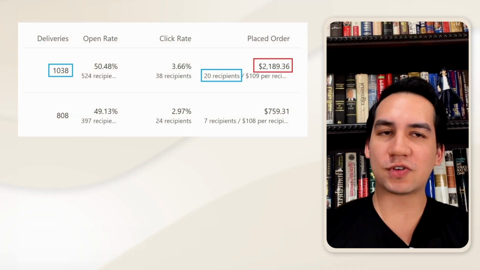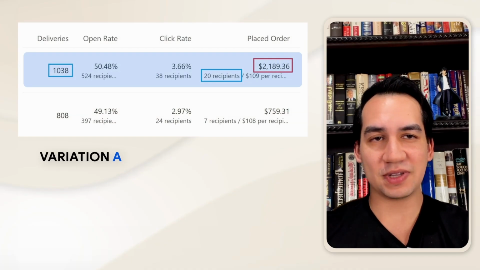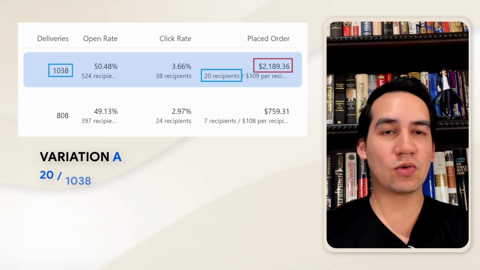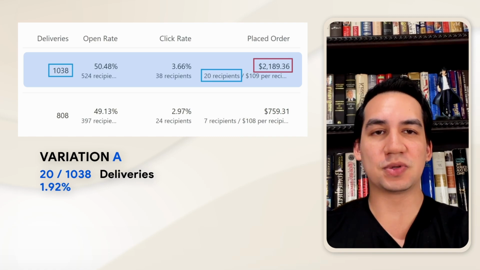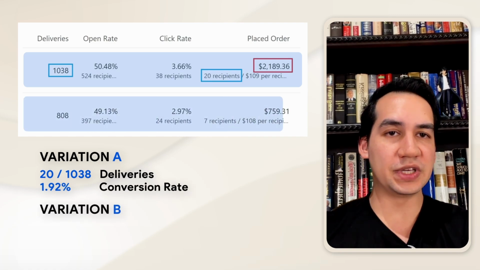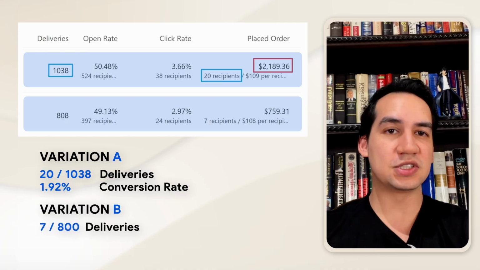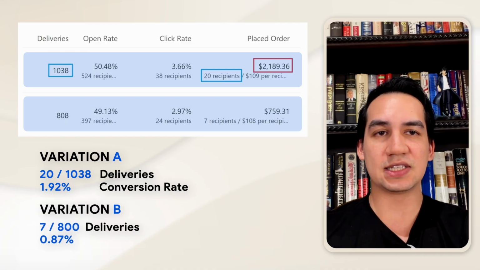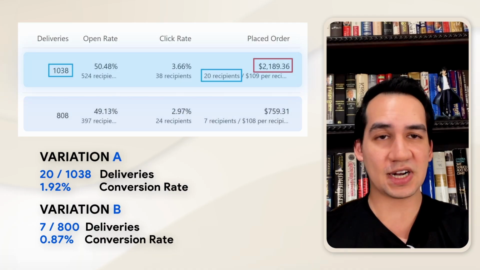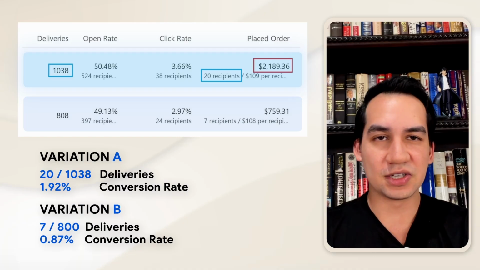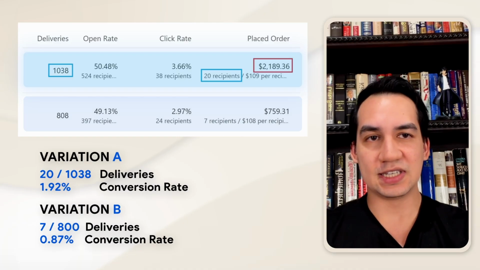So here's an example from a real A/B test that we ran. Variation A has way higher placed order value, $2,200, 20 orders out of 1,038 deliveries, 1.92% conversion rate. Variation B has $800 in placed order value, 7 orders out of 808 deliveries, which is a 0.87% conversion rate. So A wins on both sales and conversion rate. So, I mean, this is a pretty clear-cut winner here. Variation A wins this A/B test.